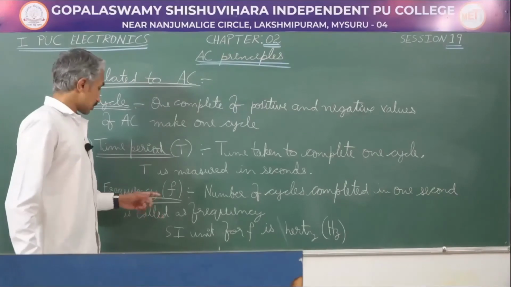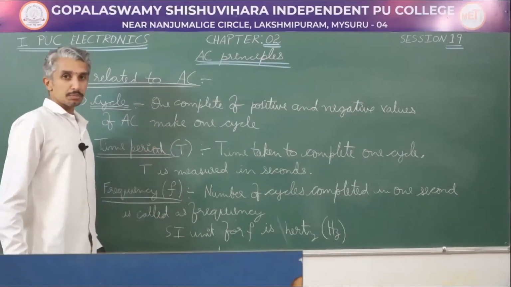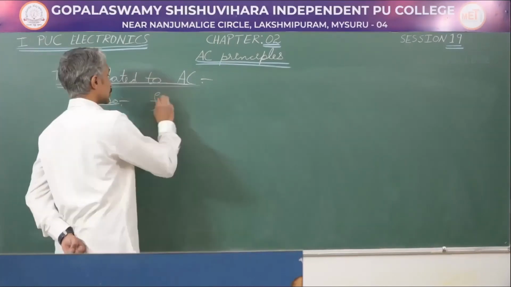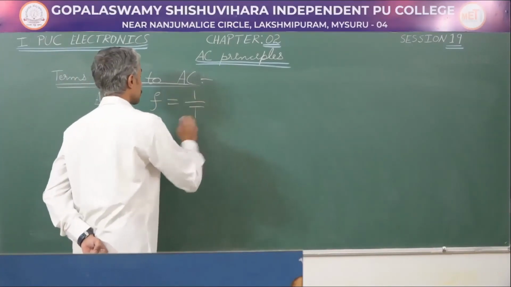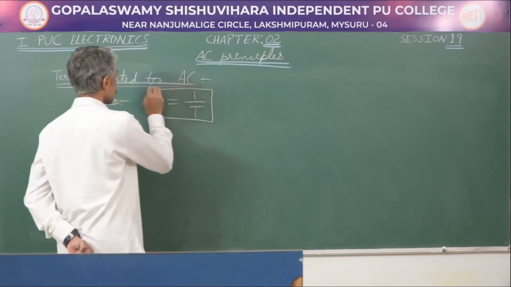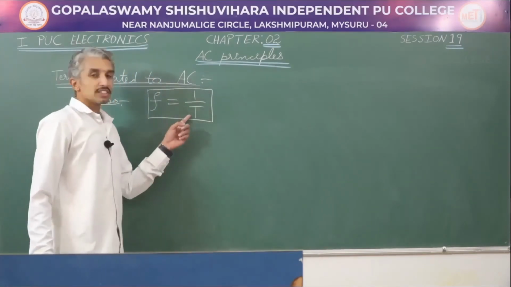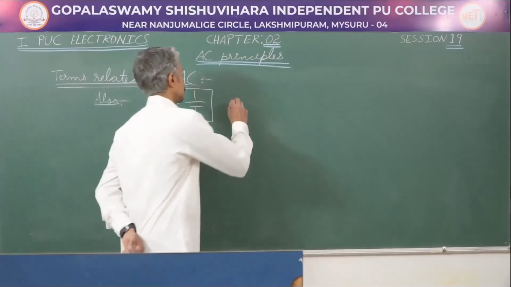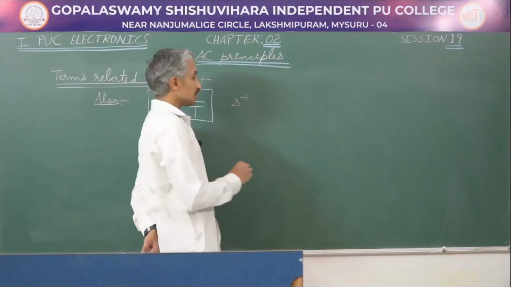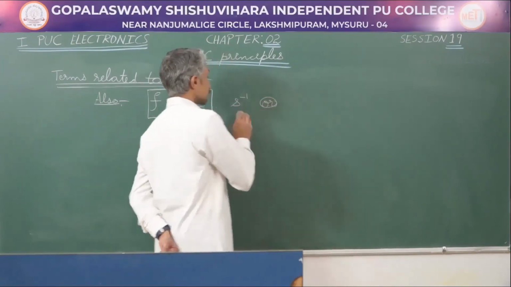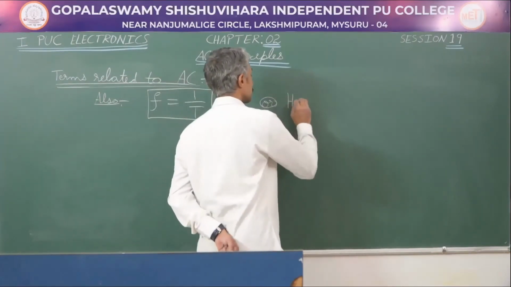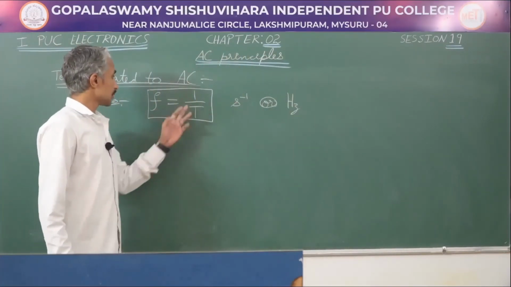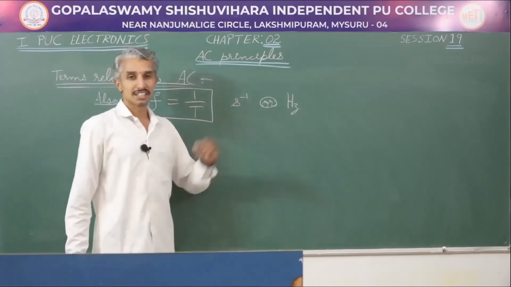We have already learnt the relation between the frequency and time period. Frequency is equal to 1 by time period. Time period is measured in seconds, so 1 by second is nothing but second inverse. This is measured in second inverse, or the same second inverse is called hertz. So, frequency is 1 by time period and it is measured in hertz.